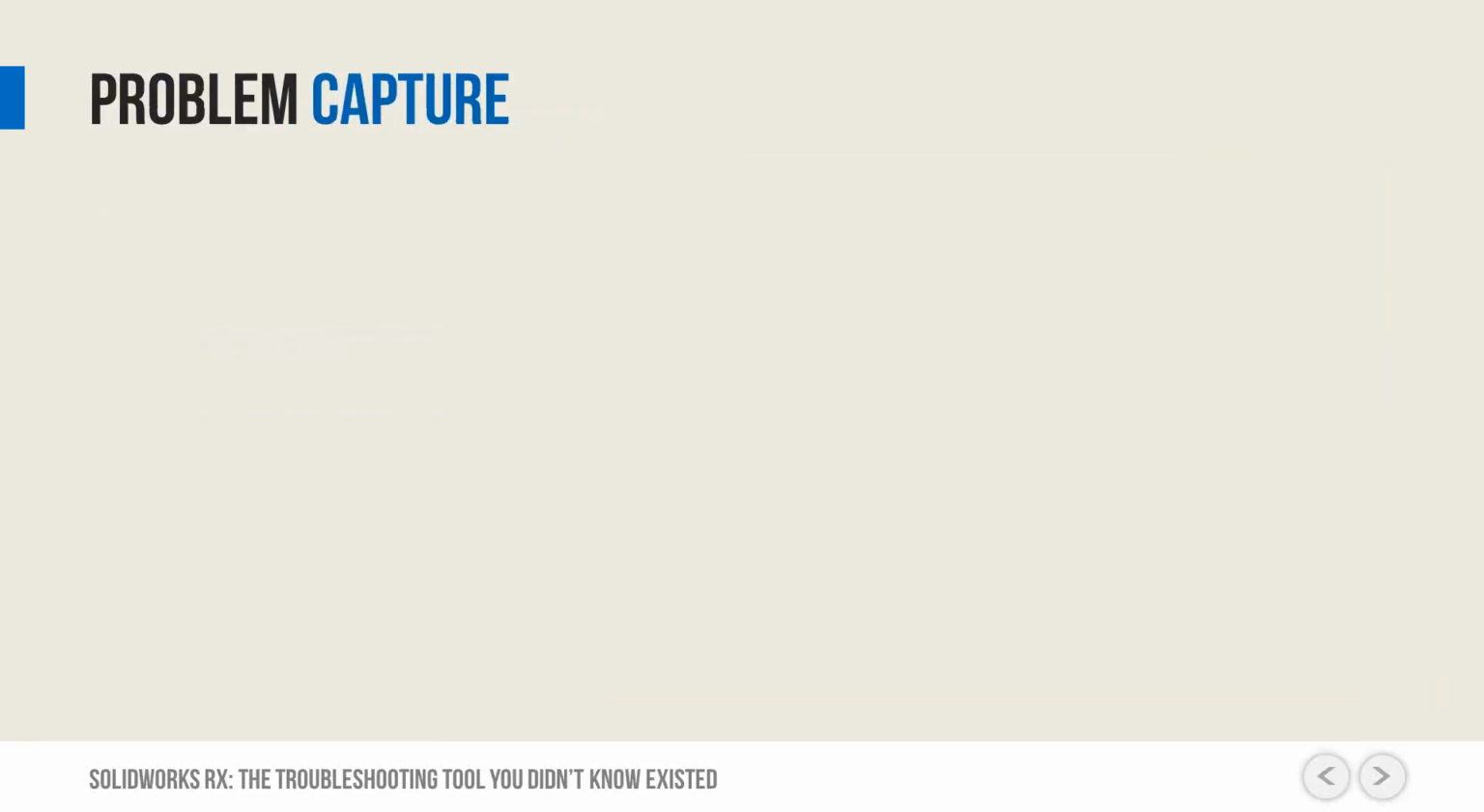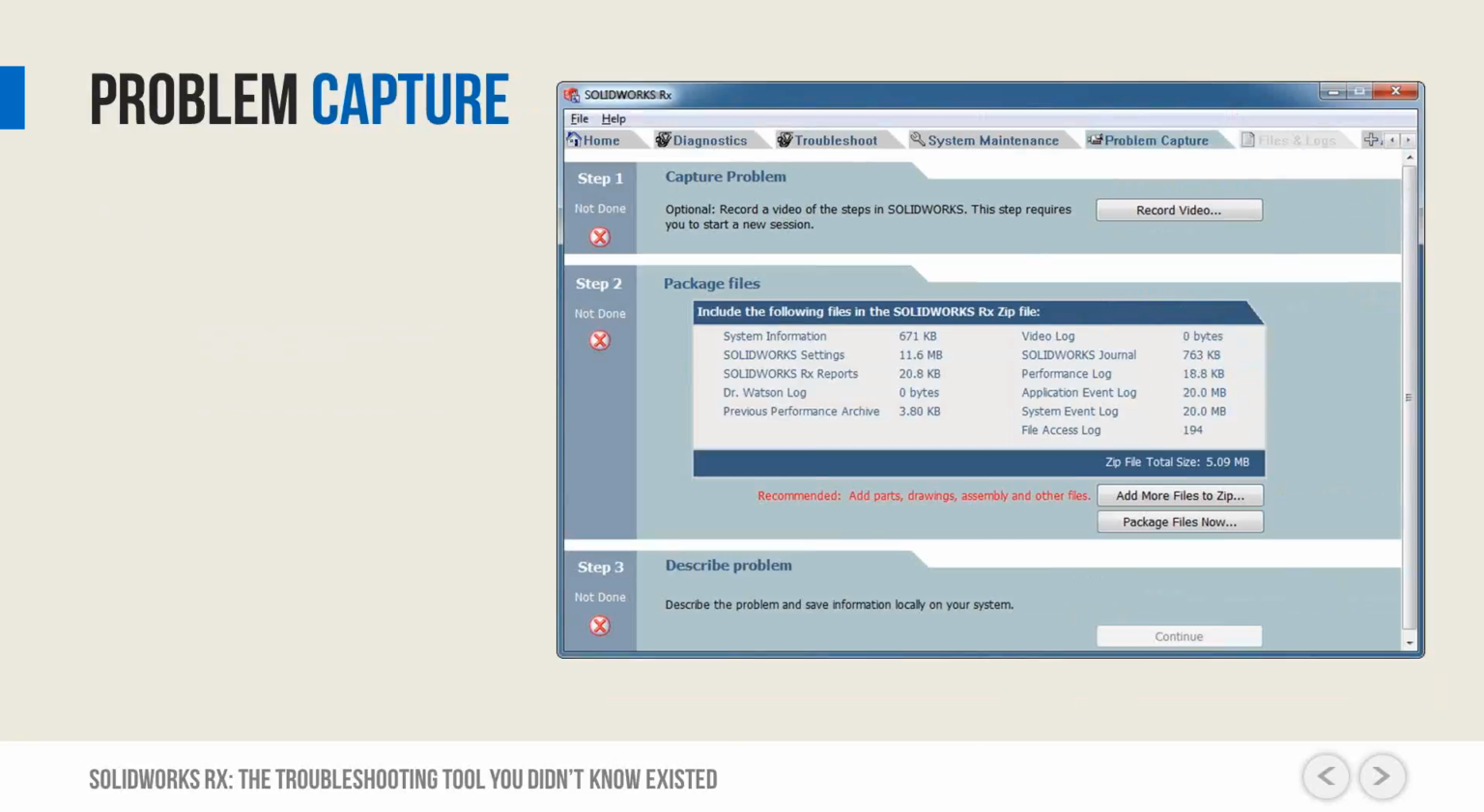All right, one of the main things that most people use SOLIDWORKS Rx for is problem captures. So the problem capture tab has been selected here in this image. And what this will allow you to do is basically record a video of any issue you're having within SOLIDWORKS. When you hit that record video button option, it's going to basically launch a new instance of SOLIDWORKS. It's going to give you some time to open up the files that you're experiencing an issue with, if it was a specific file that you were working in.